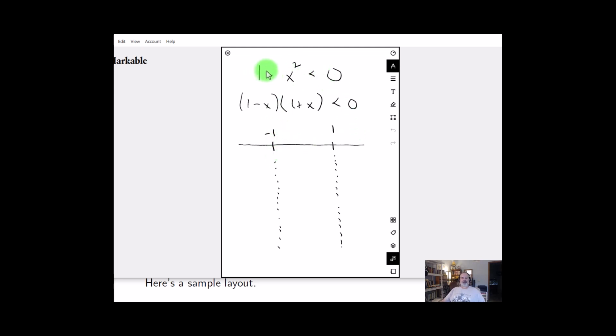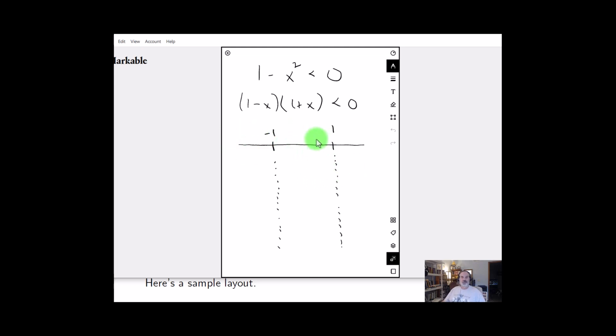So I've written the function as 1 minus x squared is less than 0, and I've even factored 1 minus x squared into 1 minus x times 1 plus x. And I'm doing this to get you used to the bookkeeping method here. I've drawn a number line, and I've put markers there at -1 and 1. Okay, and here's what we're going to do.